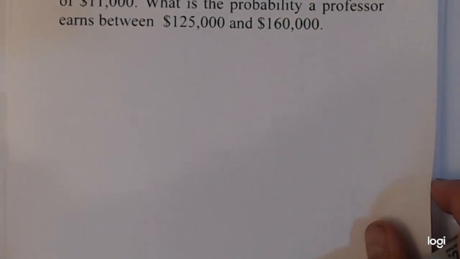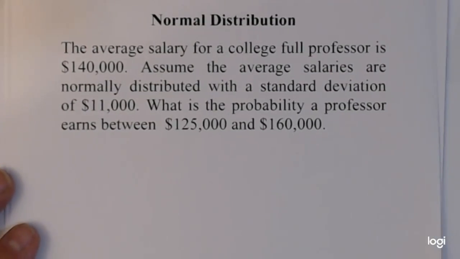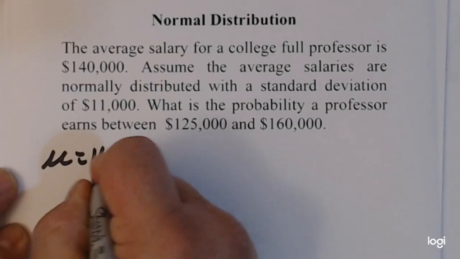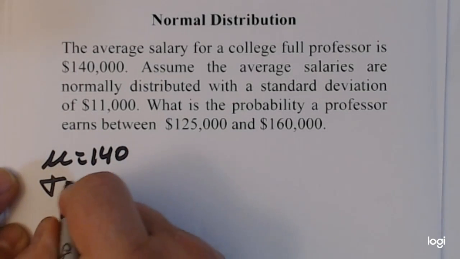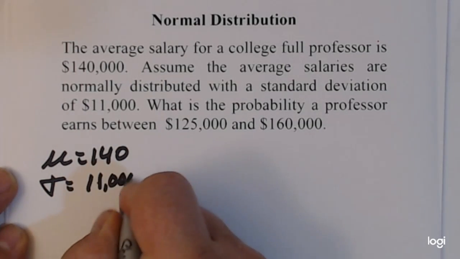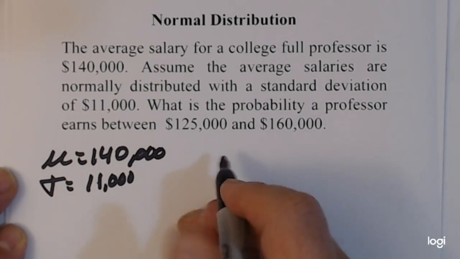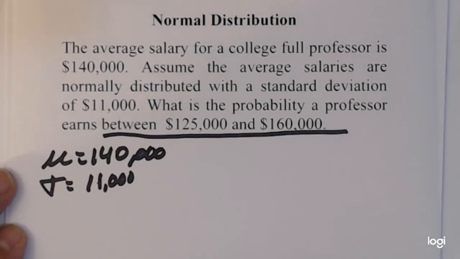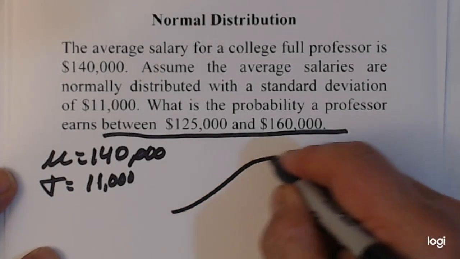Let's see what this question asks us. So again, mu is 140, sigma is 11,000, and it wants to know about a salary between 125,000 and 160,000.